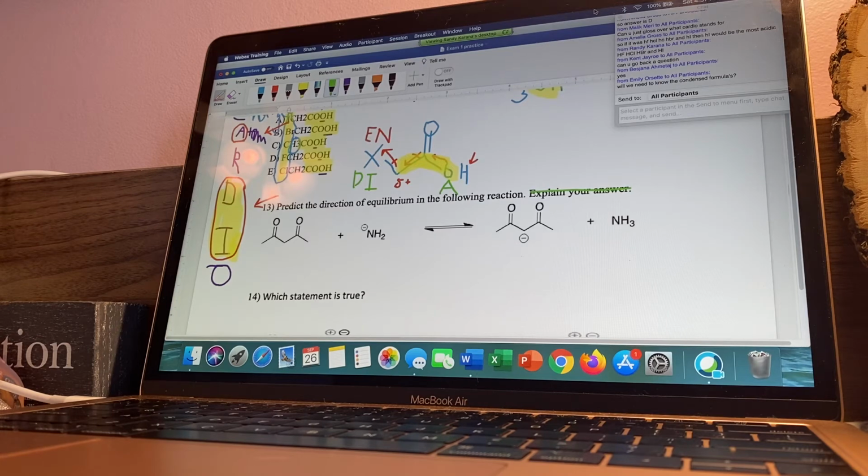Emily, do you mean condensed formulas in general or pertaining to this question? Oh, in general, yeah. I mean, you won't need to know the rules for condensed formulas. Just know how to read them.